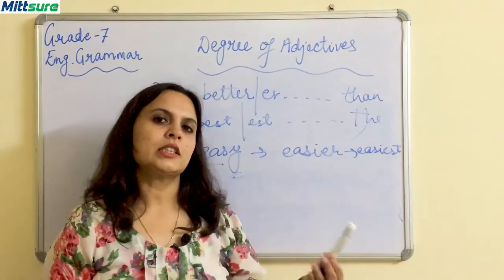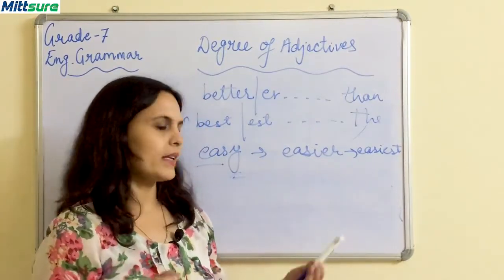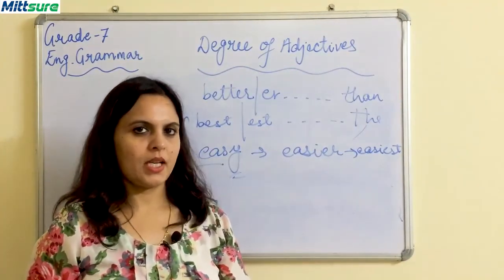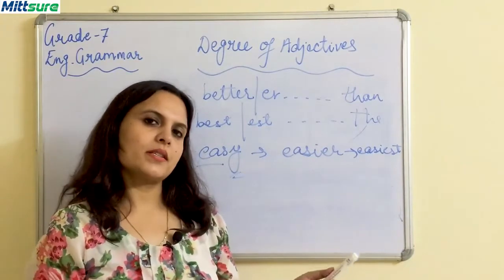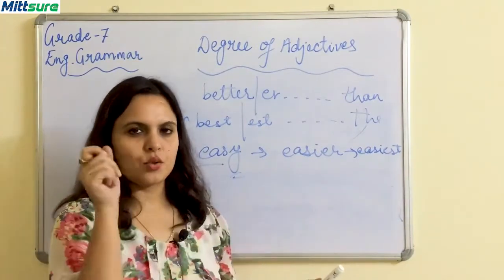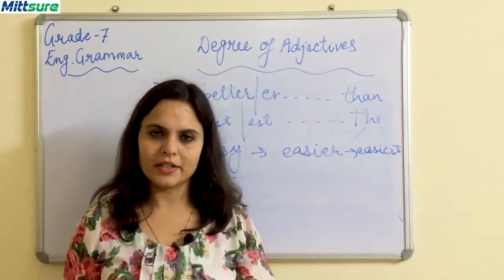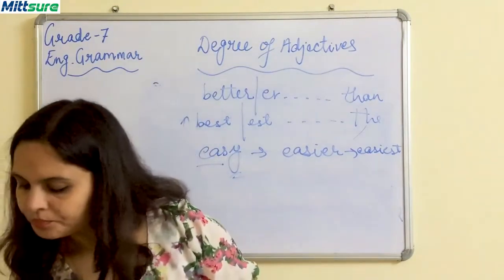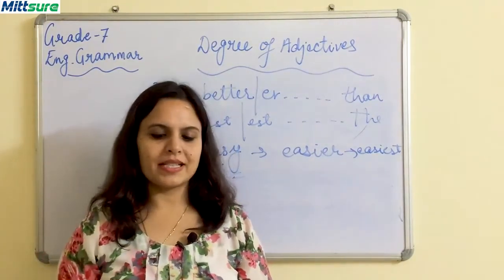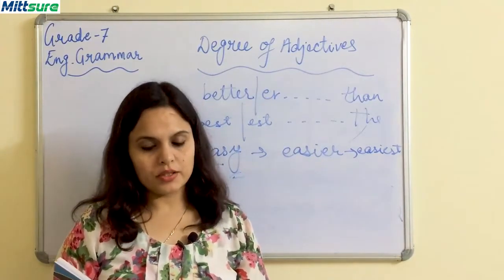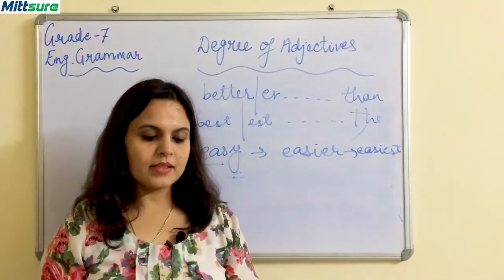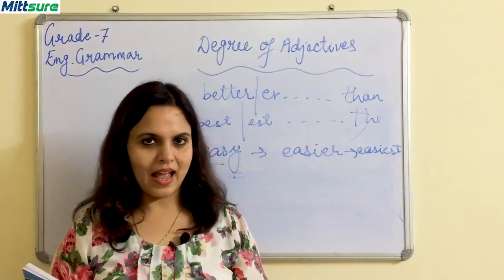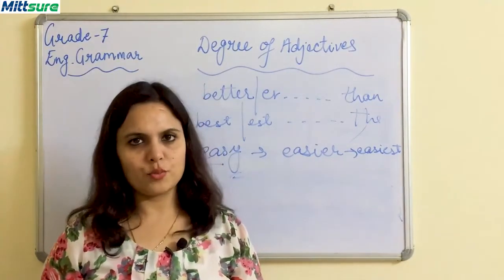Early, earlier, earliest. Again, Y will be omitted and IER will be added for the comparative degree and IEST for the superlative degree. Pretty, prettier, prettiest. Again, Y will go, and IER will be added in the comparative degree and IEST in the superlative degree. Then it says some positive degrees end with one syllable, a single consonant and a short vowel. In such cases, we make the consonant double and add ER and EST to form the comparative and superlative degrees.